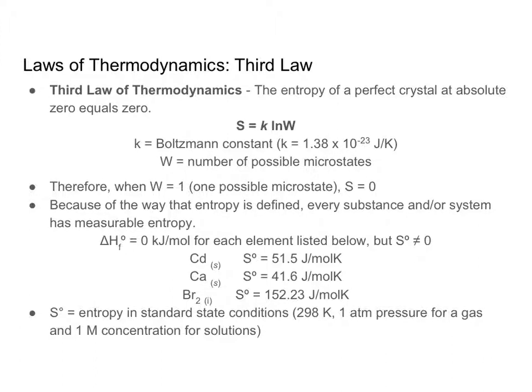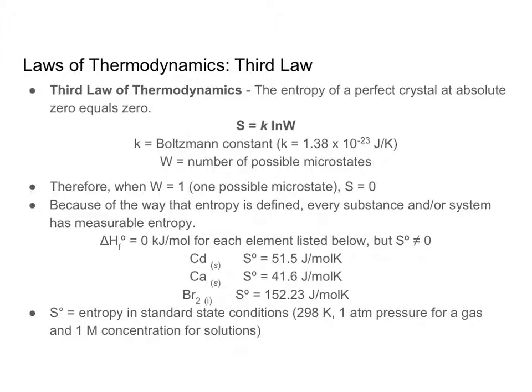So if there is one possible microstate, the natural log of 1 would be 0, and 0 times anything is 0, so that means that the entropy of that particular system is 0. Because of the way that entropy is defined, every substance or system has some measurable entropy. Now, this next statement is trying to get at the idea that entropy and enthalpy are not the same. So enthalpy, remember, is the change in energy, whereas entropy is the number of microstates that are potentially possible, okay?